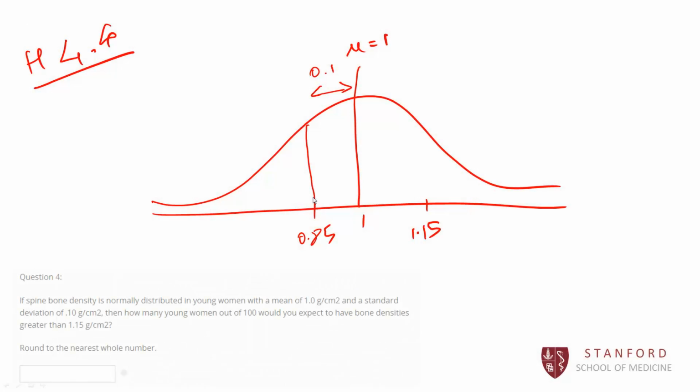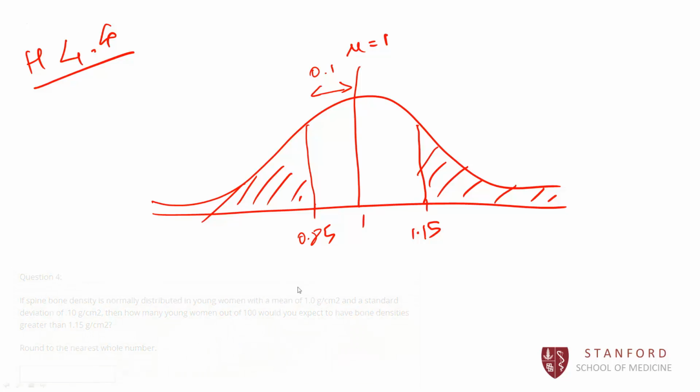In the previous question, we found the area of the curve to the left of 0.85. This question wants us to find the area to the right of 1.15. We could argue that because the normal distribution is symmetric, the area that we found in the previous question would be exactly the area that we would find in this question as well. But let us just go through the numbers to confirm that that is the case.